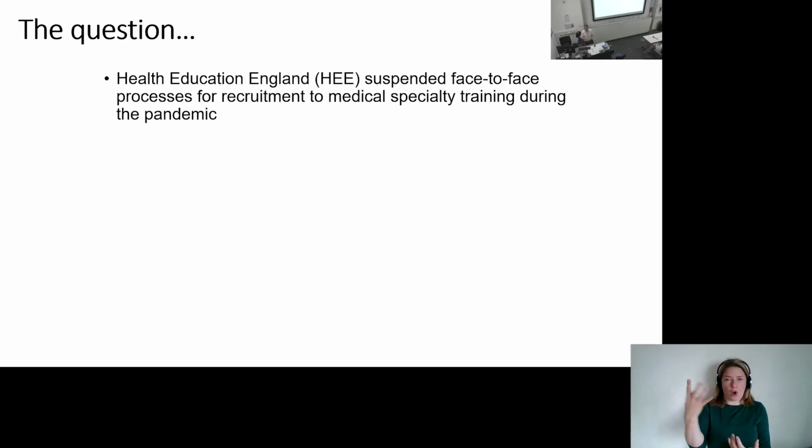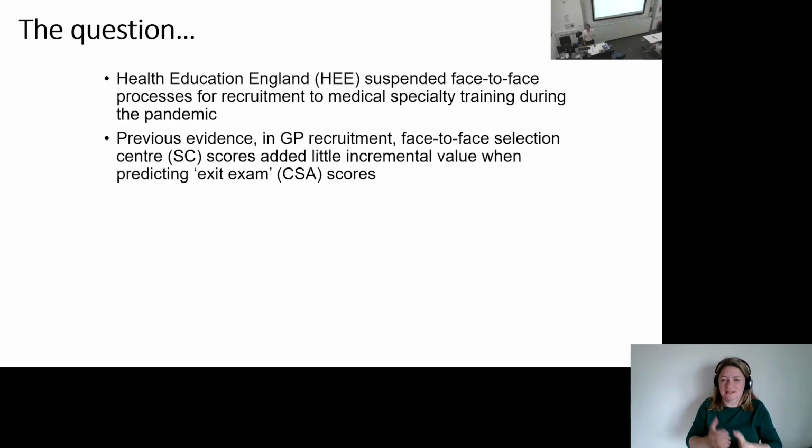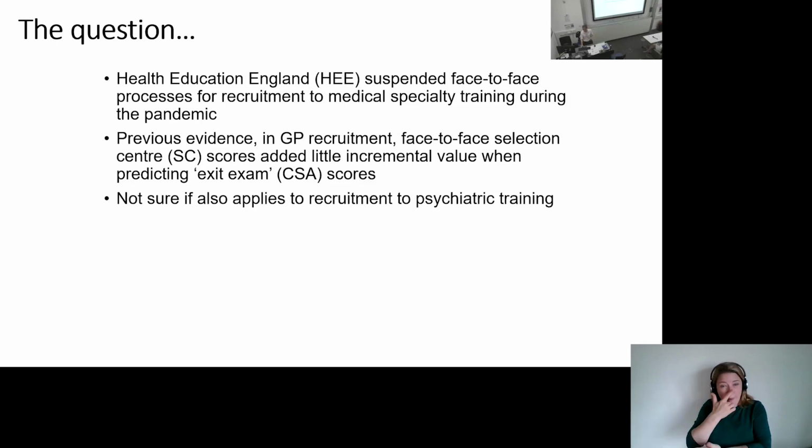So the question came up, Health Education England, as it was then, suspended face-to-face processes for recruitment to psychiatry training during the COVID pandemic. That was a face-to-face selection centre. So they were saying, well, is it worth putting back in now that COVID's passed? Because the evidence from the general practice selection was the selection centre scores didn't add much value to predicting how people did in their MRCGP final clinical skills exam, but they were expensive to run. So should we bother? So that was the question, a good policy question.